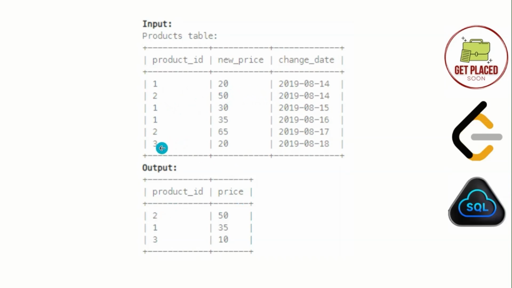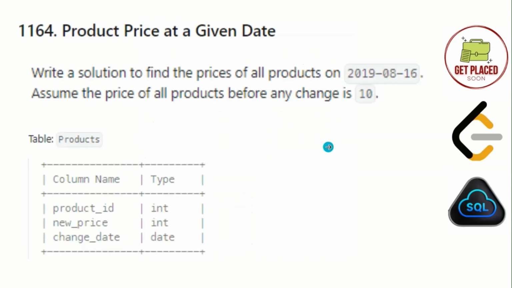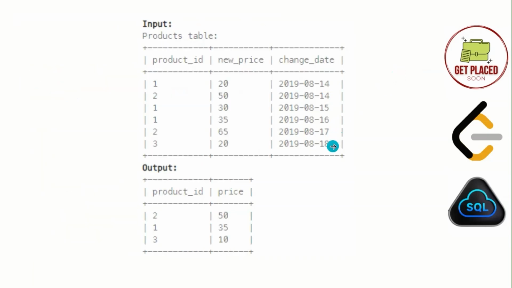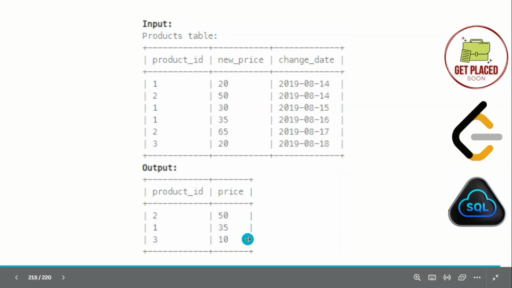Now for product ID 3, there is only one row. As you can see here, assume the price of all products before any change is 10. So we don't have this date and we don't have a date before it. We only have the 18th of the 8th month. That's why we do not consider this value. We will by default put the value as 10.